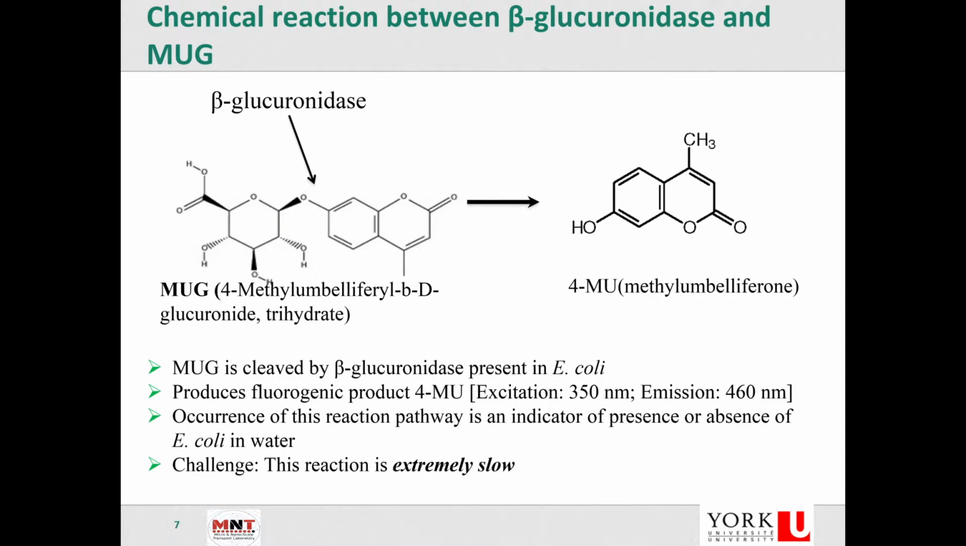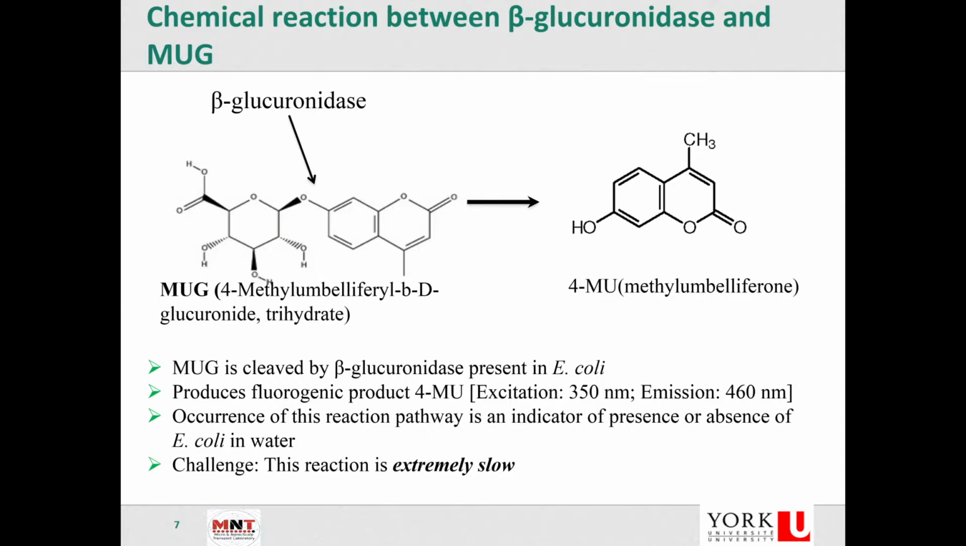Similarly, the beta-glucuronidase reacts with MUG, which again cleaves it, but in this case you get a fluorogenic product. So in other words, if I excite this molecule with a 350 nanometer wavelength light source, I will get a blue emission, which is at 460 nanometers. Okay, so this is a fluorogenic molecule which will emit blue color. And again, these reactions are slow.